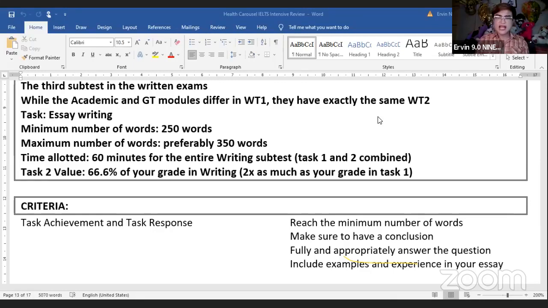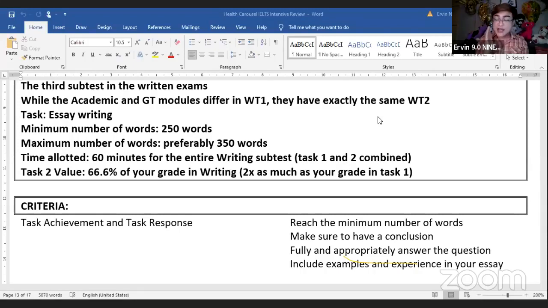250 words. Now some people are asking, what if, sir, I was able to finish the writing task. I have an intro, body, and conclusion. It's just not for writing tasks. So I only have 230 words. I am so sorry to inform you guys.